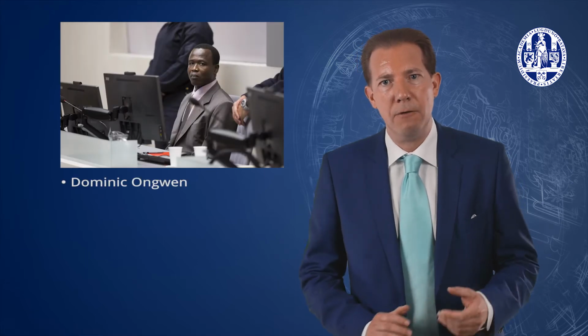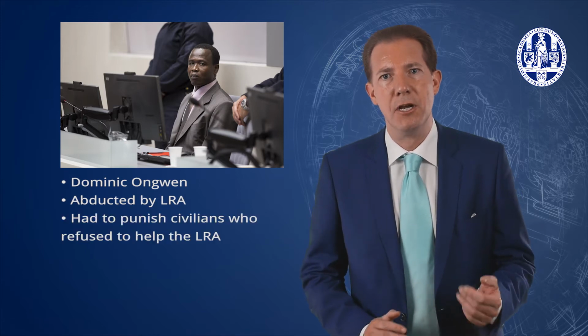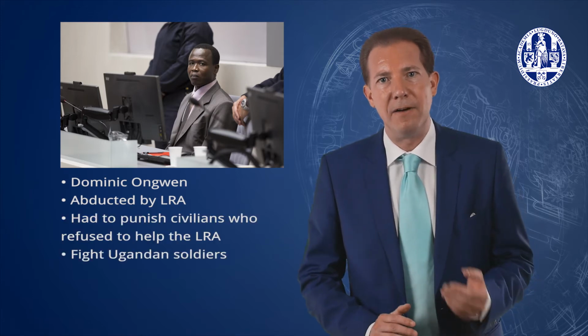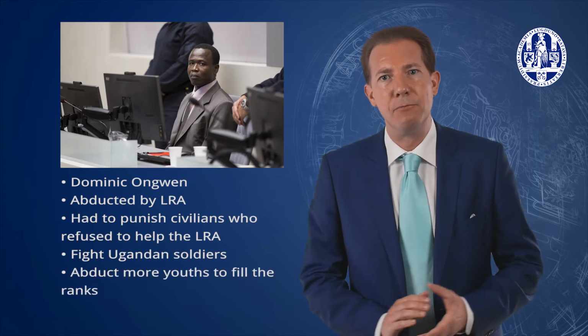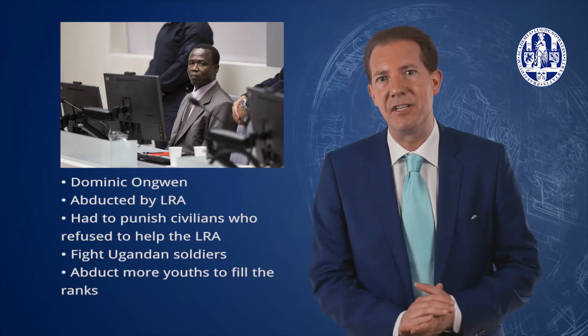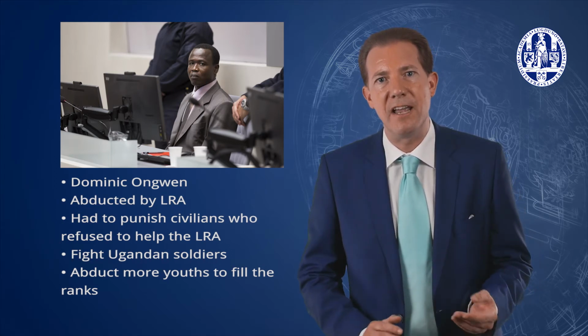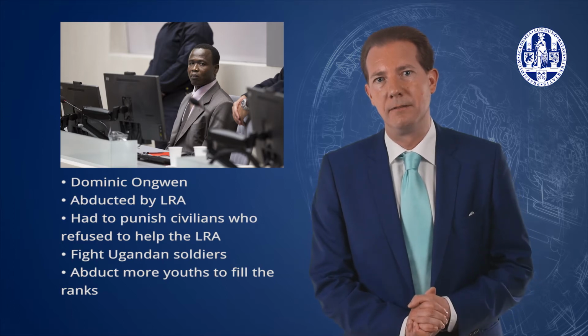One of the key examples is former child soldier Dominic Ongwen. Dominic Ongwen was abducted by the Lord's Resistance Army. He had to punish civilians who refused to help the LRA, fight Ugandan soldiers, and abduct more youths to fill the ranks. He faces trial at the ICC as an adult for some of the crimes that he suffered as a child, such as enslavement as a crime against humanity. How can a criminal process deal with such tensions? This is what we will explore in this session.